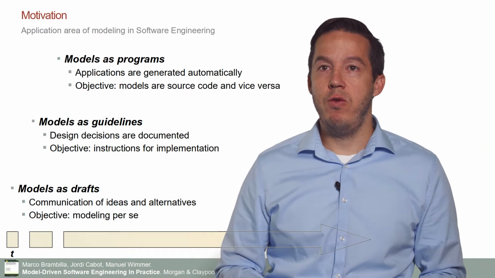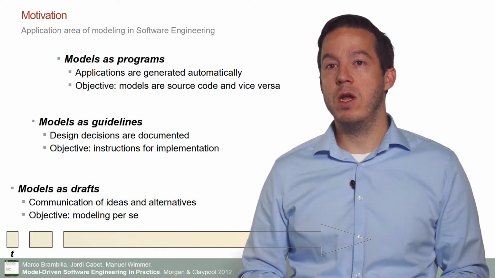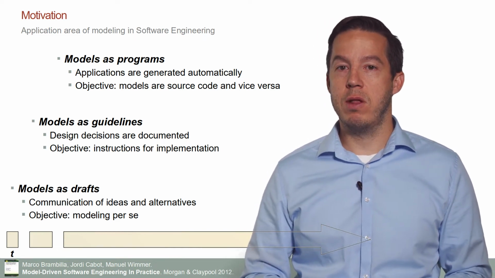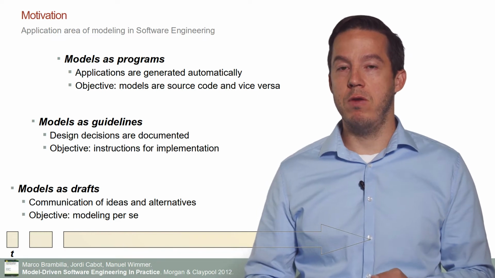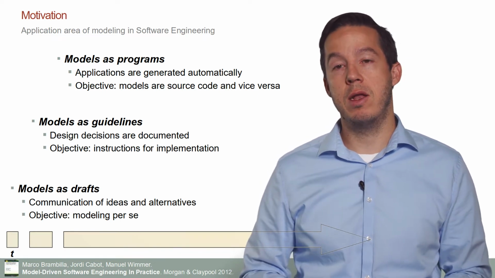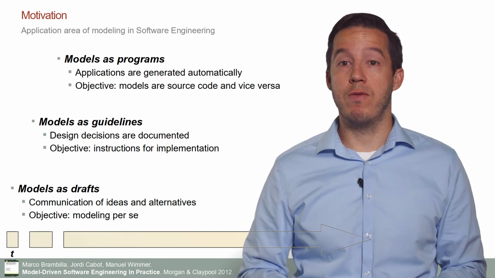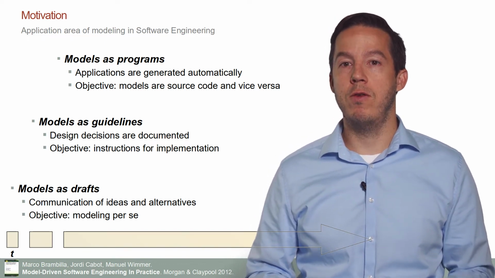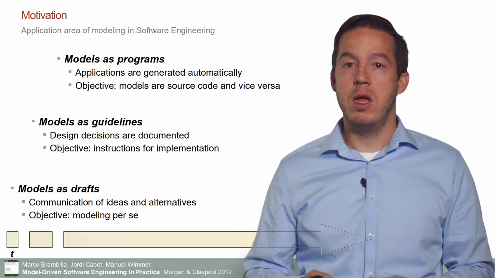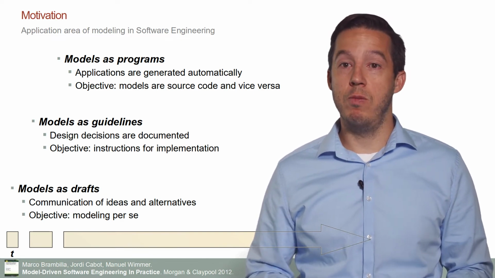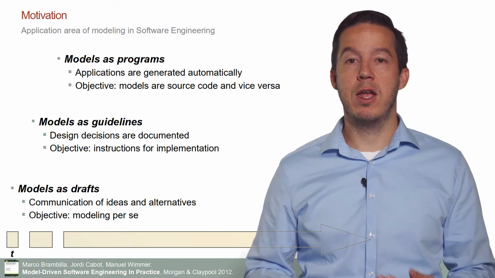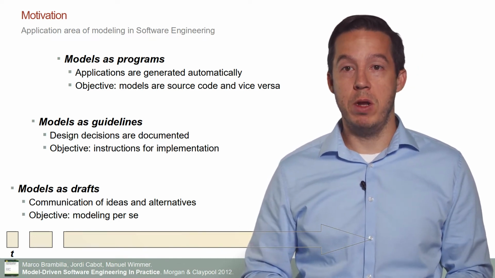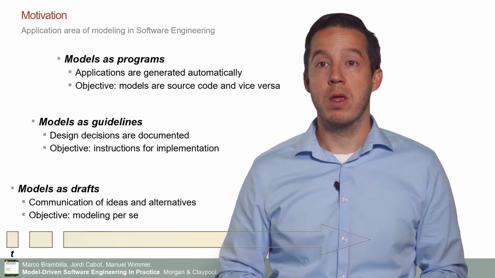So the application areas of modeling in software engineering can then be generally classified in three ways. Models as drafts, also taking the time perspective. We started off several decades ago using models as drafts. So the objective was communication of ideas and alternatives by the creation of models. And then different software engineers can communicate, discuss, and agree on the best design before actually starting with the development of the system, of the software, right?